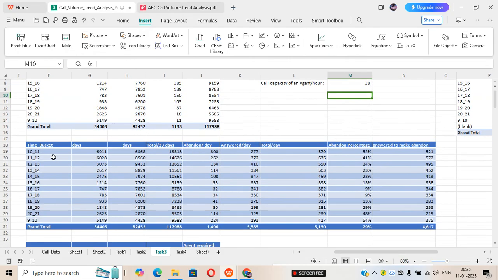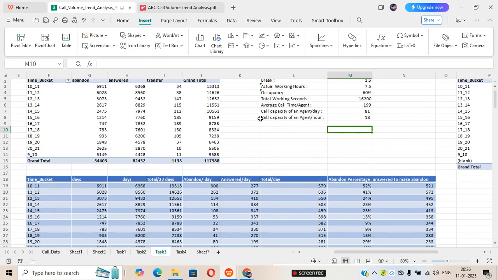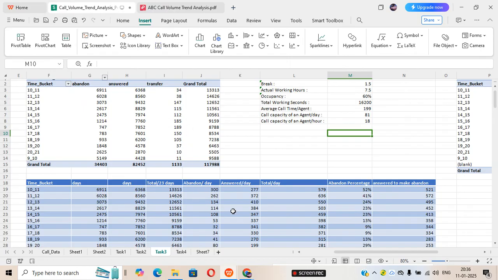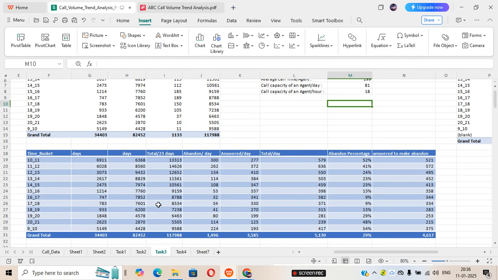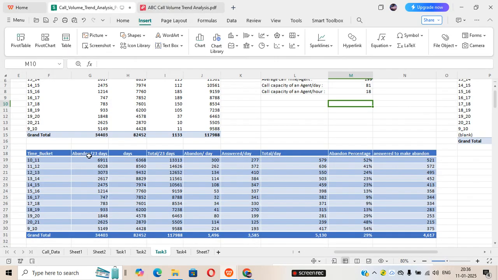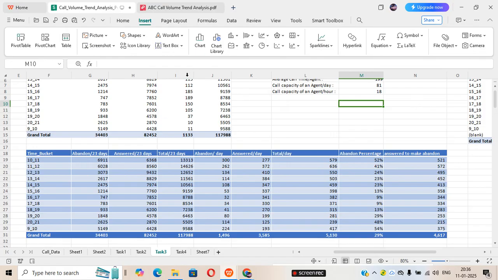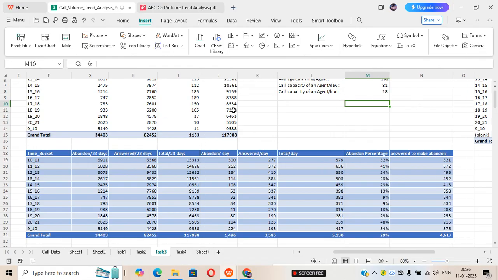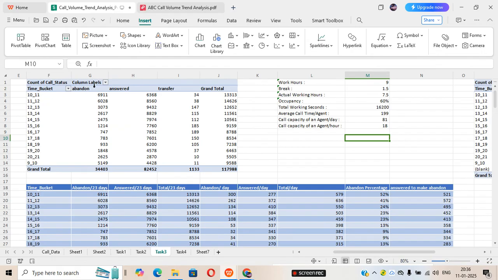After this, the third step I did was taking these values and copy pasting here, and we got time bucket, and this is abandoned calls for 23 days and answered calls for 23 days and the total for 23 days. Abandoned, answered and total. This is for 23 days.